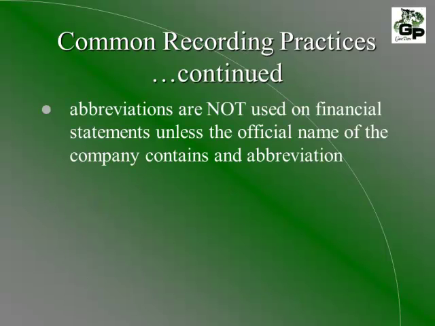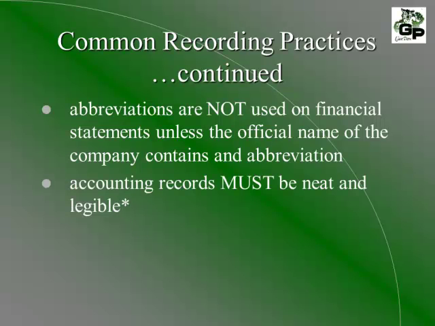We don't use abbreviations in balance sheets or most accounting forms. However, there are certain types of abbreviations that are allowed. Whenever a company name has words like incorporated or Inc. or company or CO and other abbreviations related to the name, that's acceptable. Accounting records must be neat and legible at all times.